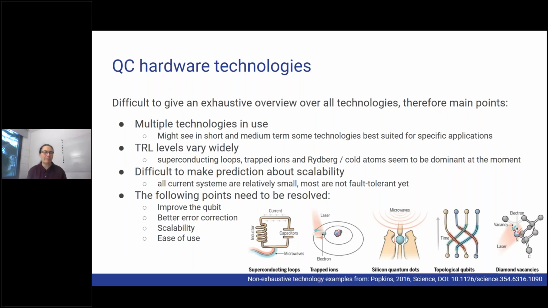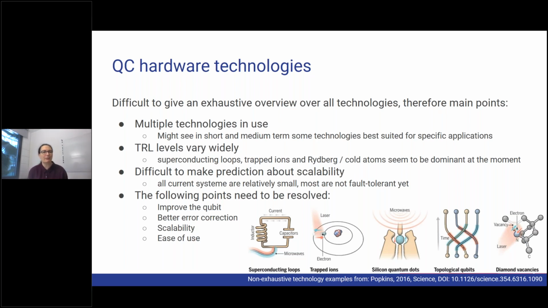What is difficult from our point of view is to make a prediction about the scalability, because the systems are very different. They are relying on different parameters, and it's not clear. Even if you have a feeling, okay, this technology can scale very well, very often there are engineering challenges which are difficult to foresee. Currently, all systems are relatively small. We are seeing that they are breaking the 100 qubit threshold right now, but not much more than that.